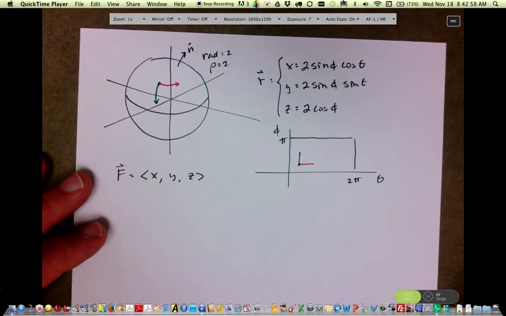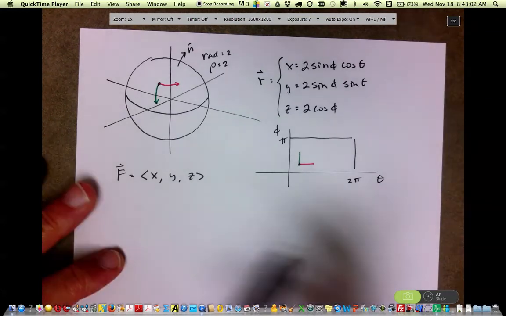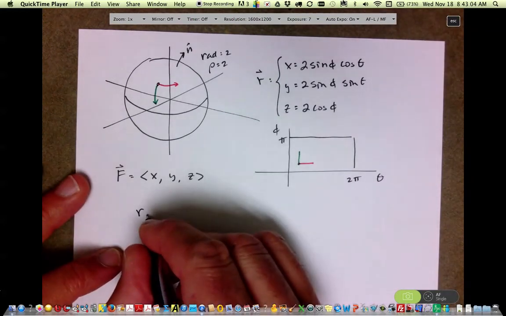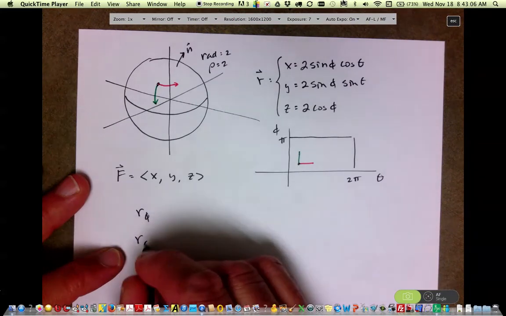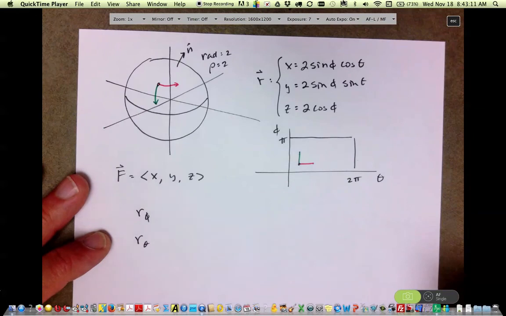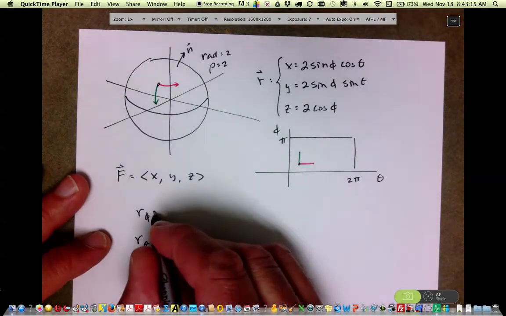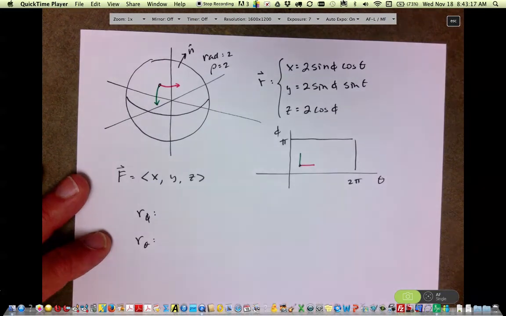I want the orientation to be outward, so it looks like I want to take r phi cross r theta. In other words, the green vector crossed with the red vector. The right hand rule says that that vector will be pointing outward. Now here's where this is going to get messy.